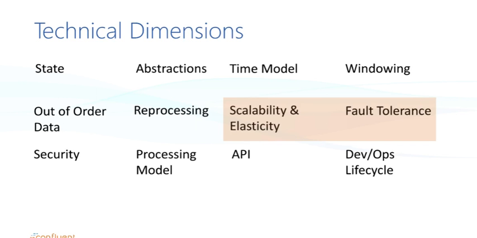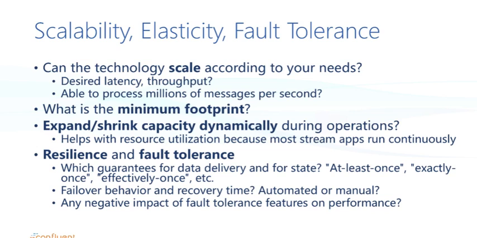So the next dimensions are scalability and elasticity, and fault tolerance. And I want to talk about these two separate dimensions together because they are very intertwined. So questions that we want to find answers to here are, can the technology scale according to our needs? Is it able to give us the required latency? What about the throughput? For example, is it able to process millions of messages per second?